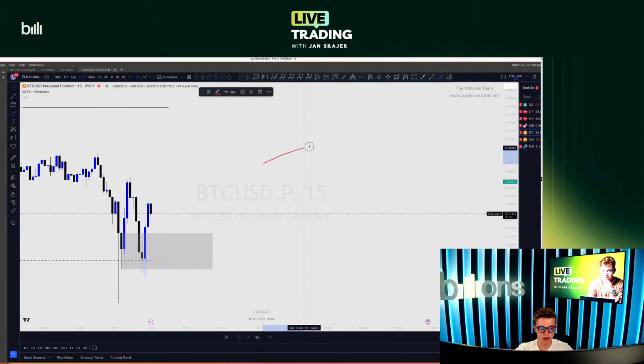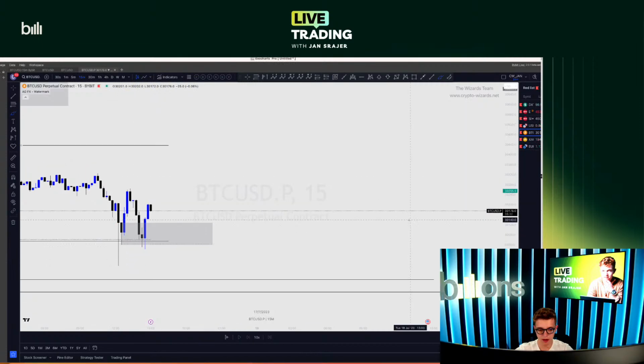What I did, unfortunately, is I wasn't able to catch this initial move to the upside. Firstly, I was out of my trading office. And secondly, basically the candle closes here, so this would give me pretty bad risk to reward.